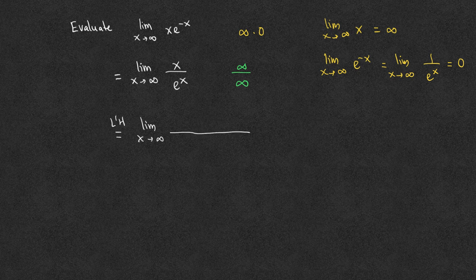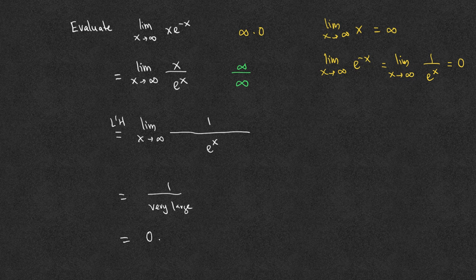The derivative of the numerator is 1. The derivative of the denominator is e to the x, because the derivative of x is 1 and the derivative of e to the x is e to the x. We treat this as a new limit. To find this limit, we see that this is 1 over a very large number, which is 0. And so the given limit is 0.